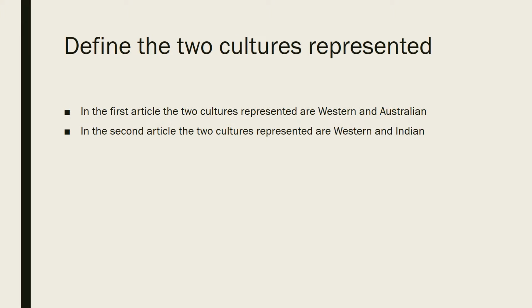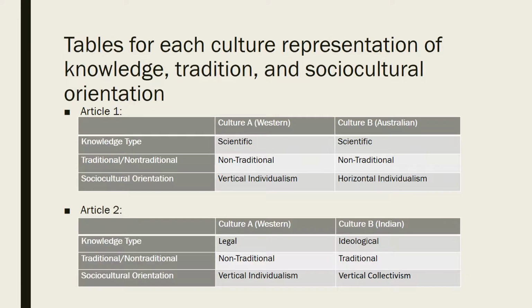In the first article, the two cultures represented were Western and Australian. In article number 2, the two cultures represented are Western and Indian. Tables for each culture and the representation of their knowledge, tradition, and sociocultural orientation.